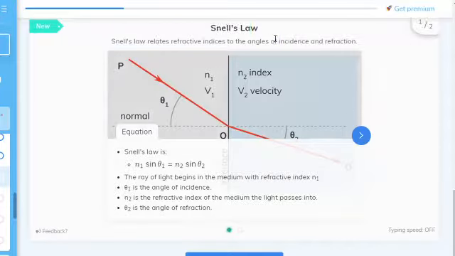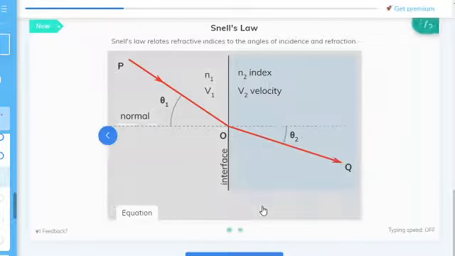Snell's law relates refractive indices to the angle of incidence and refraction. So that is n1 sine theta 1 equals n2 sine theta 2. So the refraction here will be equal to the refraction here. The ray of light begins in a medium with refractive index n1. Theta 1 is the angle of incidence. n2 is the refractive index of the medium the light passes into, and theta 2 is the angle of refraction.